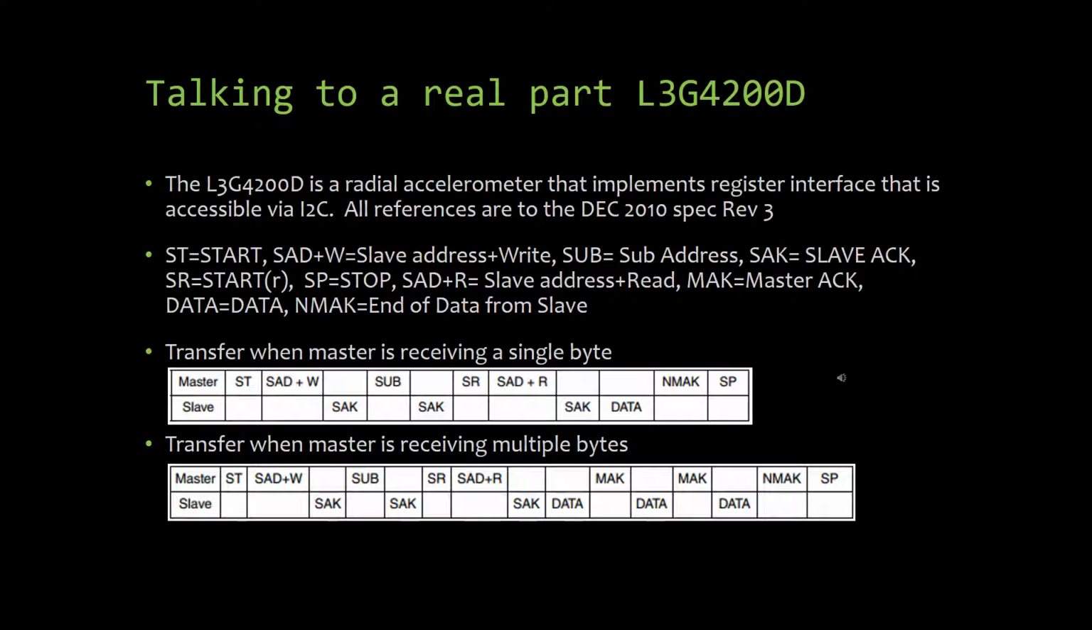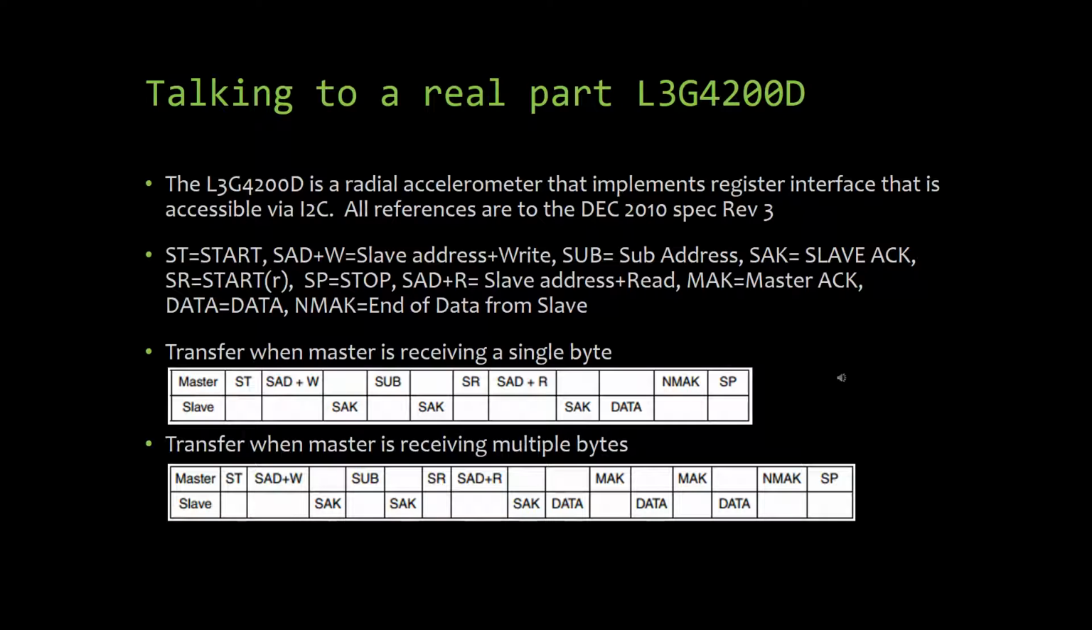So the slave address plus write is followed by an ACK. Then the master sends the sub address. This is the register that the master is interested in. Followed by an ACK, followed by a start repeat, followed by a slave address plus a read. When we go over the trace in a couple of slides, you'll see the difference between a read and a write. Followed by an ACK, followed by the single byte of data from the slave, followed by a NACK.